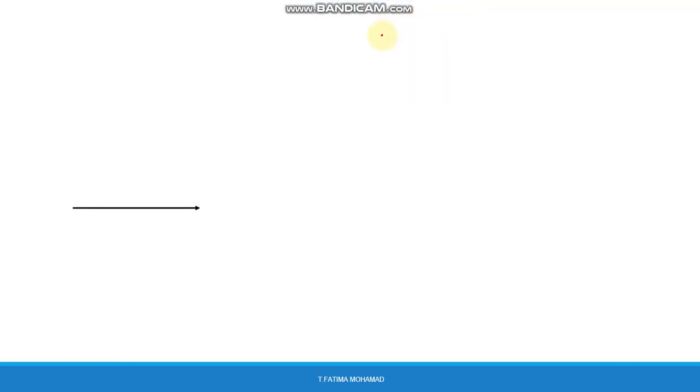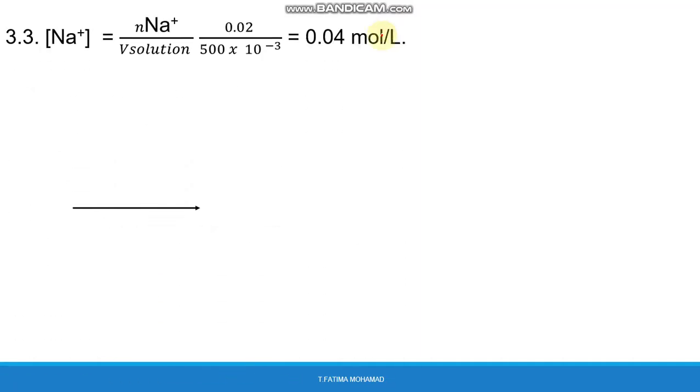Number 3 says calculate or deduce the concentration of these ions. So concentration here, you should know that with respect to ions, you write the concentration represented by these brackets, okay? We don't write C for Na+. This is only for ions. So concentration of Na+ equals n over V, 0.02 over V, which is volume of solution, 500 times 10 power minus 3, equals 0.04 mol per liter.